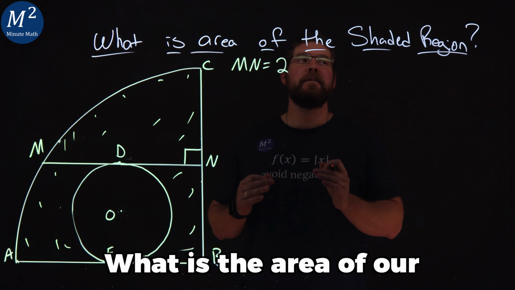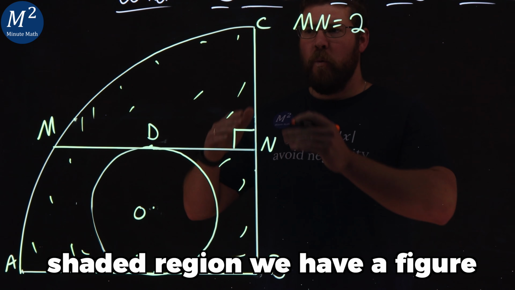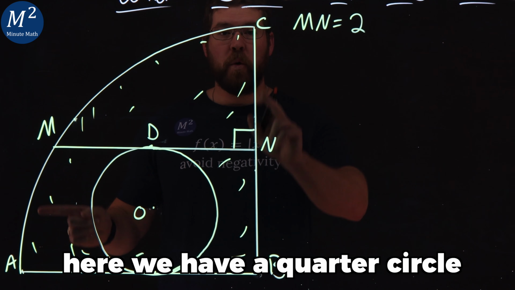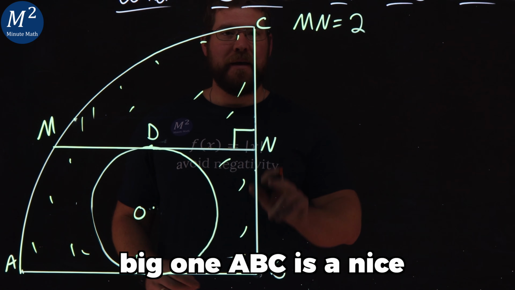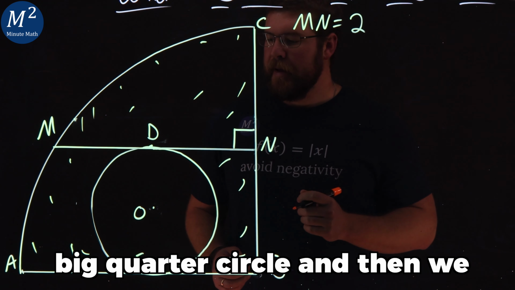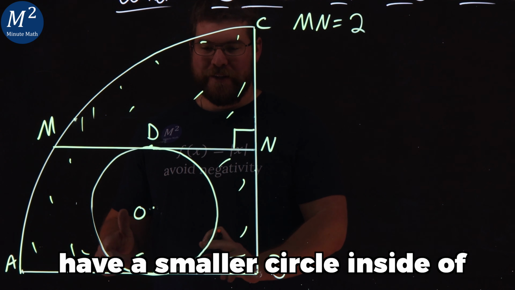What is the area of our shaded region? We have a figure here. We have a quarter circle, a big one. A, B, C is a nice big quarter circle. And then we have a smaller circle inside of that.